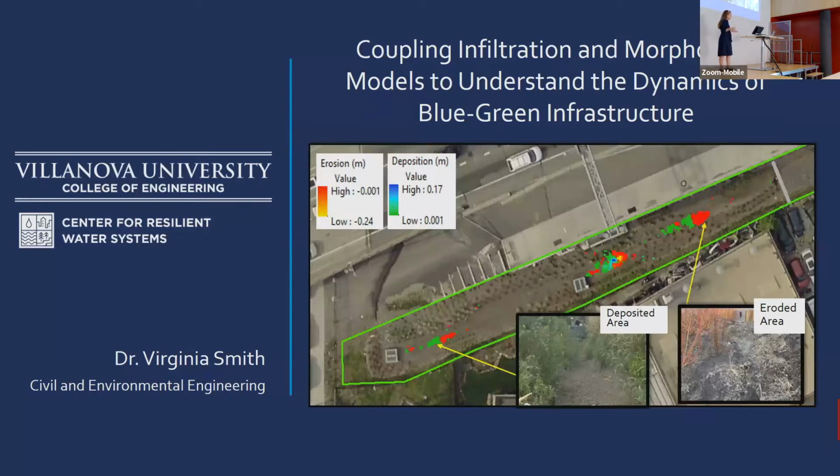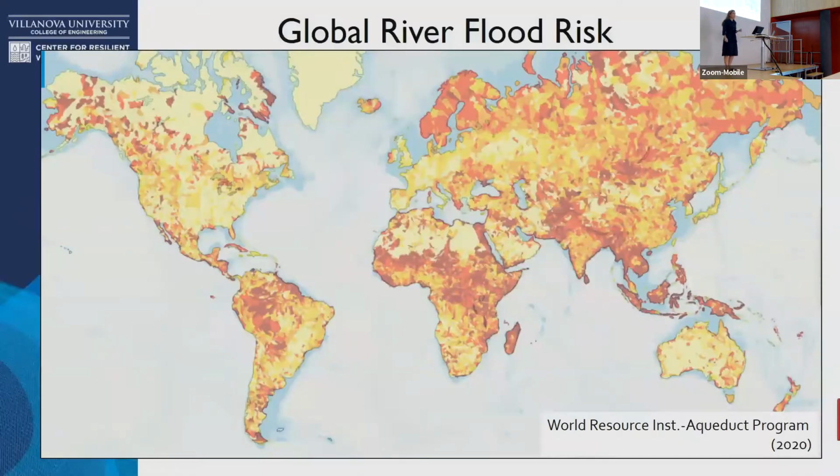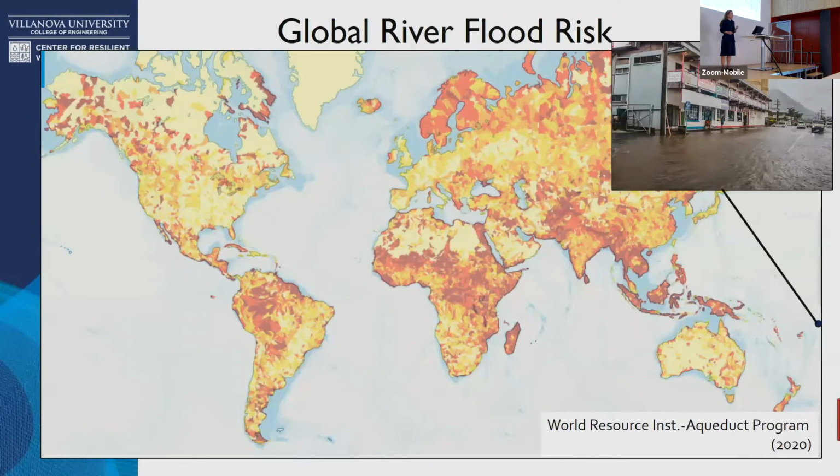But before we dive into that, because I'm new to a lot of you, first I just thought I'd tell you a little bit about where I'm coming from, and that's the world of rivers. This is produced by Aqueduct through the World Resource Institute. It's a global map of riverine flooding, as opposed to coastal flooding, right? And so just a little background of where I came from.